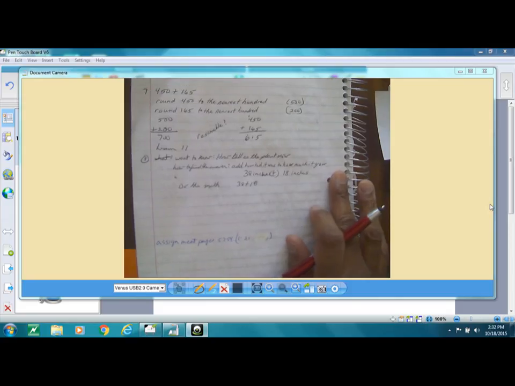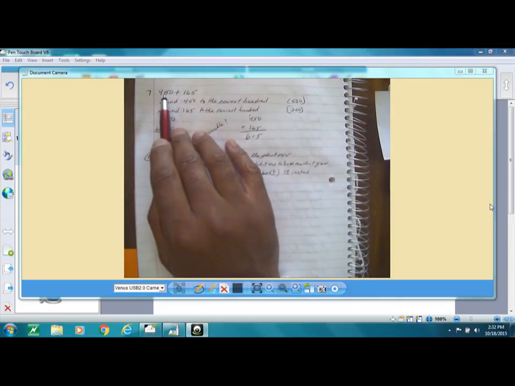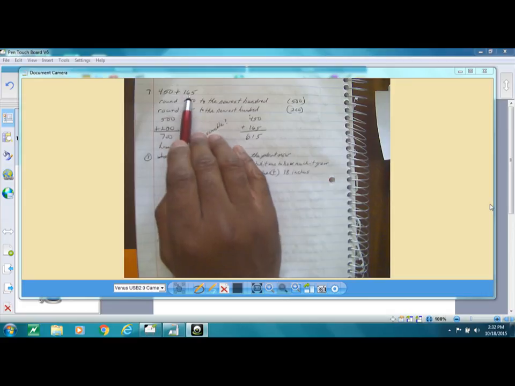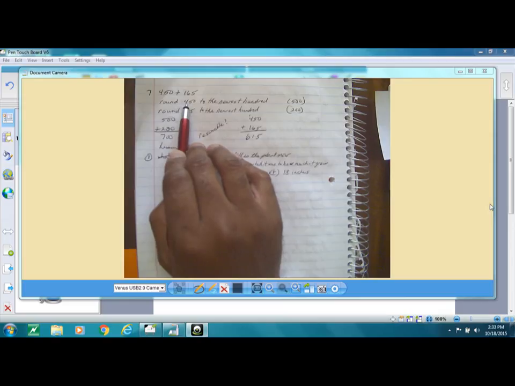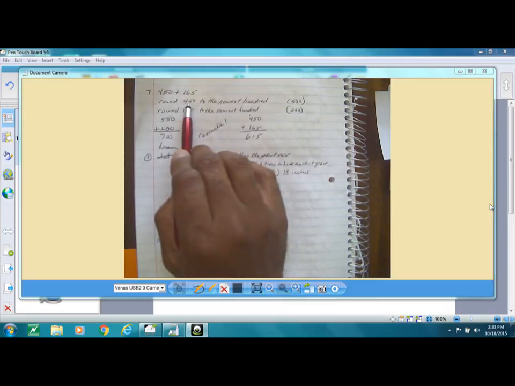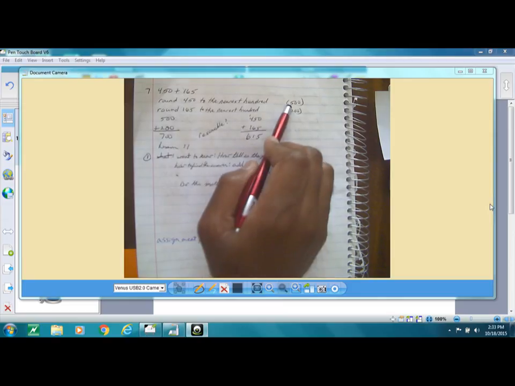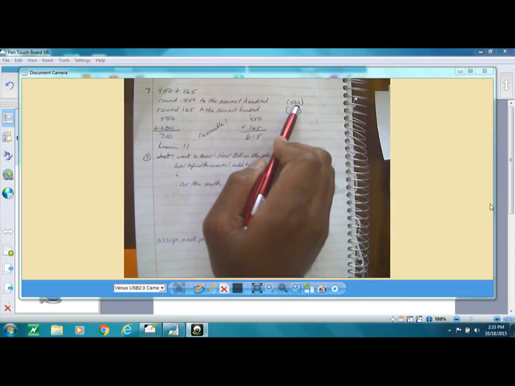Now we're going to look at number 7. Number 7, we're going to round or estimate 450 plus 165. We're going to estimate this answer. So if we round 450 to the nearest hundred, we look at the 5. If it's between 5 and 9, then the 4 becomes a, does the 4 stay the same or does the 4 become a 5? You should have said that the 4 becomes a 5. So that every number after the 5 now becomes a 0. So we have a 5, 0, 0.